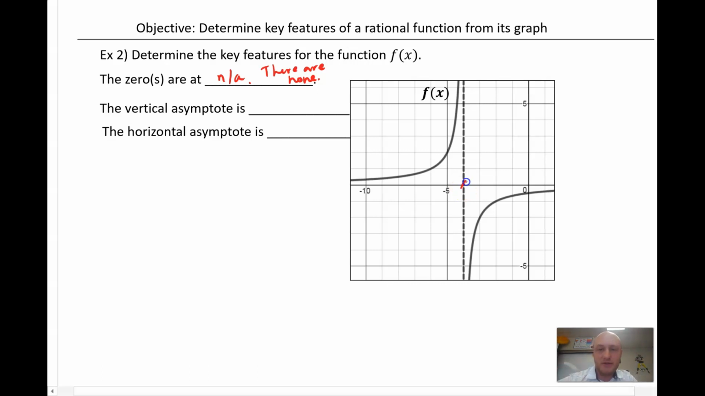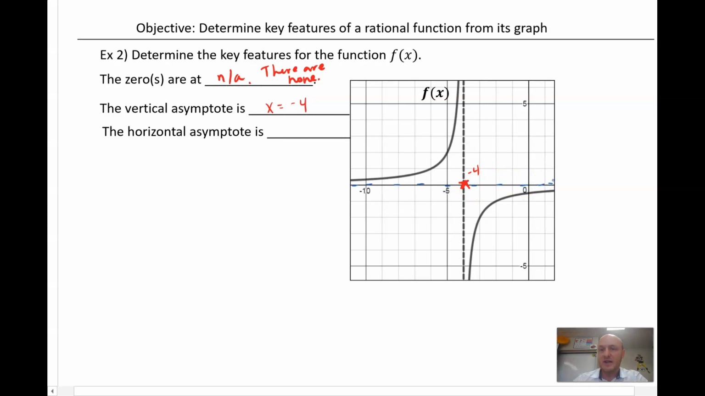asymptote intersects the x-axis here at -4. So I'm going to say x equals -4. All right, what about my horizontal asymptote? Where the heck is that horizontal asymptote? It's not shown here, but you can kind of see that this is on top of the x-axis, okay?